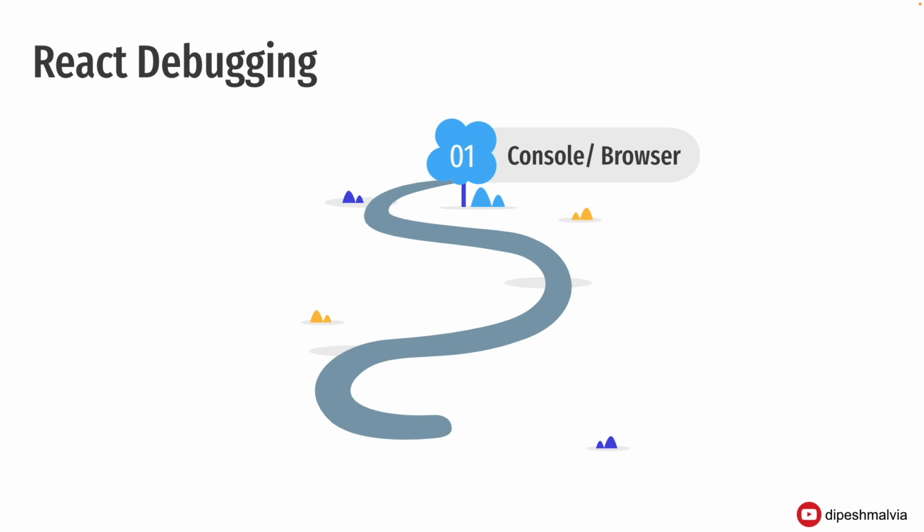Next, we can use the Redux dev tool. So if we are using the Redux state management library in our application, the Redux dev tool, you must have seen already in my React Redux tutorial, helps to see the different actions that are triggered and the state of our application at each action.